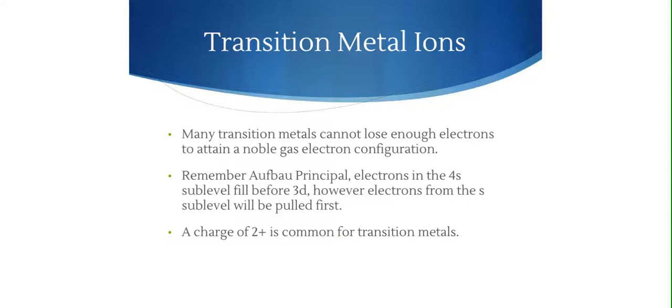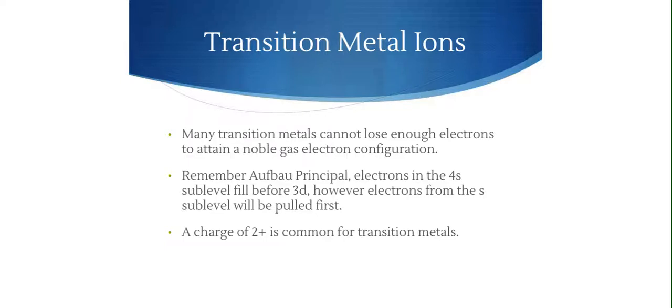The reason for this is due to Aufbau's principle and also the filling order. If you don't remember Aufbau's principle, remember that electrons fill in a particular order, and electrons in the 4s sublevel, because they don't have as much energy as the d sublevel, fill before your 3d. However, when it comes time to pull electrons from an atom, they're going to pull from the s sublevel. It all has to do with that energy again. It takes less energy to give and take from the s orbital than it ever will for the d, the p, or the f.